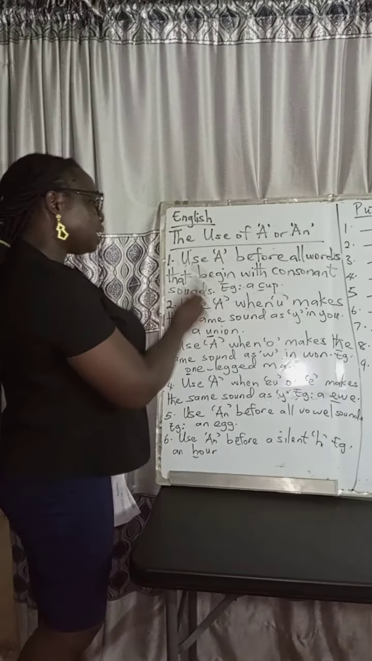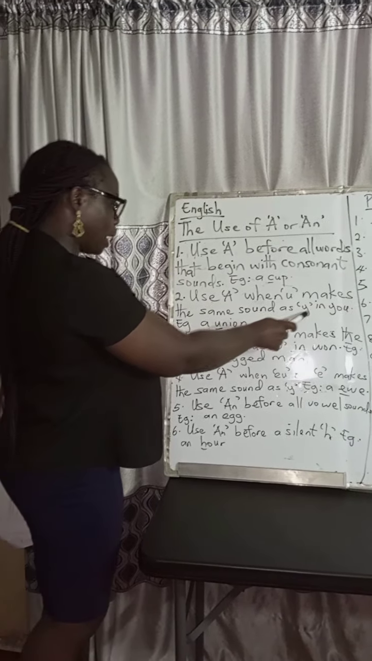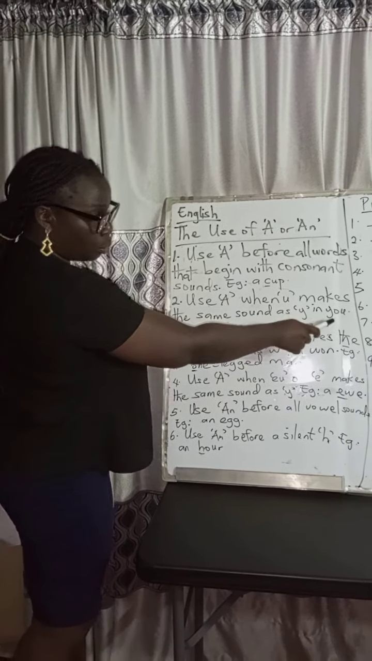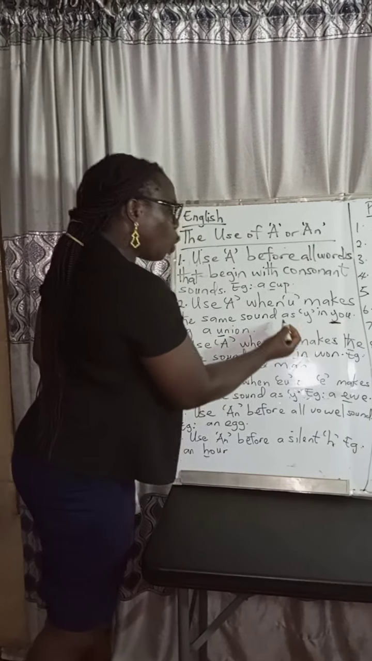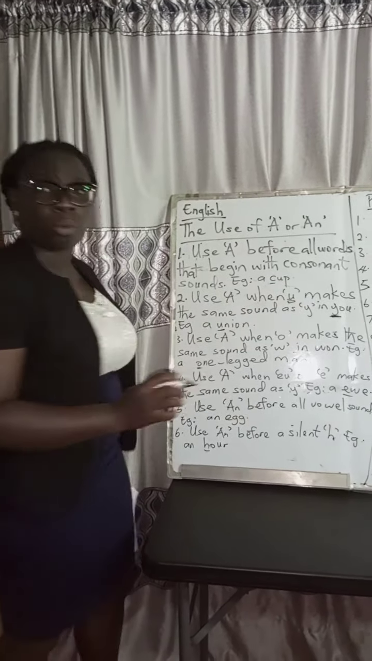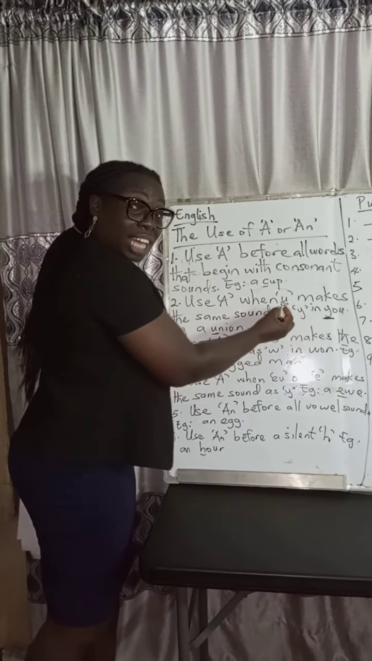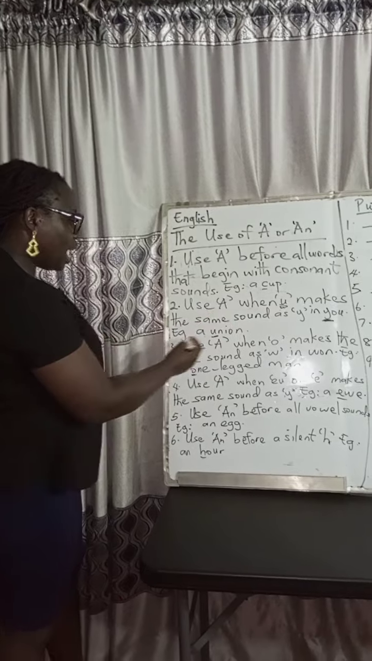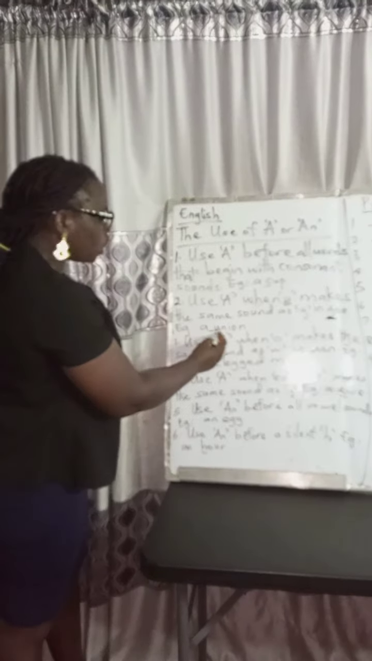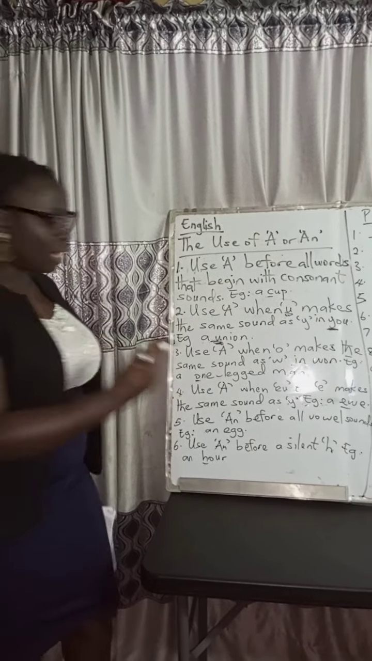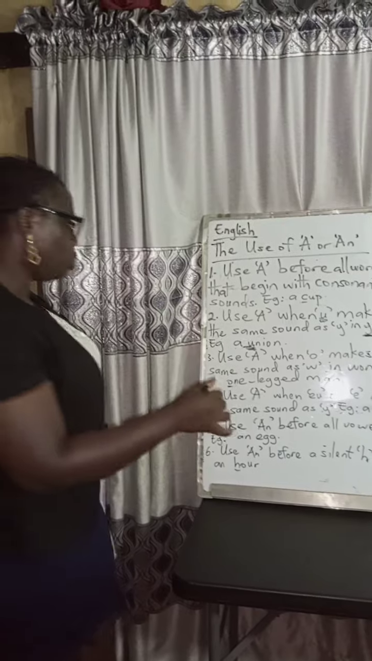Now, we also use A when U makes the same sound as Y in you. So when your U is a vowel but is making the same sound as Y, you use A. Example, a union. This union sounds Y and not U. So we use a union and not an union.